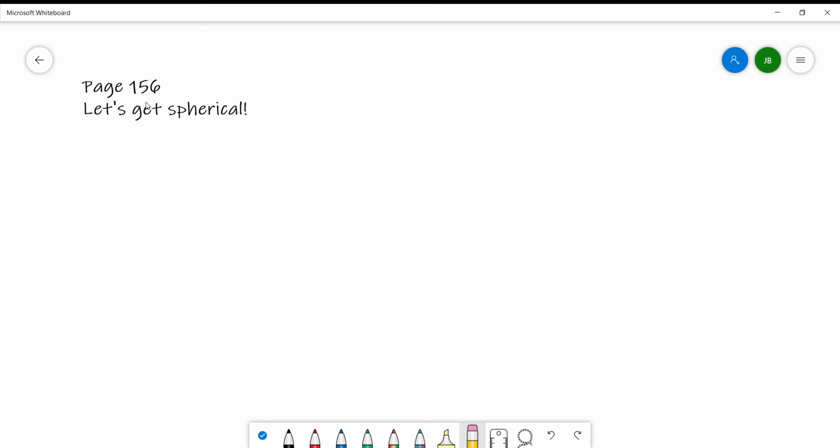We're on page 156. We're going to find the volume and the surface area of spheres, and solve real world problems involving spheres. So a sphere is a ball, right? You're going to see the formula for the volume of a sphere given on page 156. Volume equals 4/3 pi r cubed.